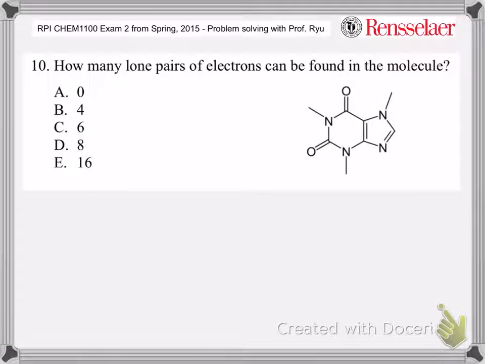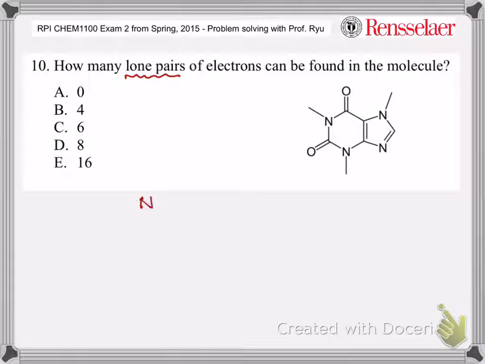Okay, so this is a section regarding the organic chemistry and molecular structure of organic compounds. And the question is how many pairs of lone pair electrons do you have in this molecule? And if you're looking at this molecule, there is nitrogen.